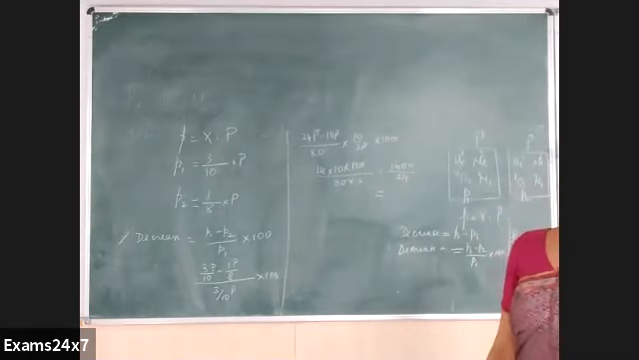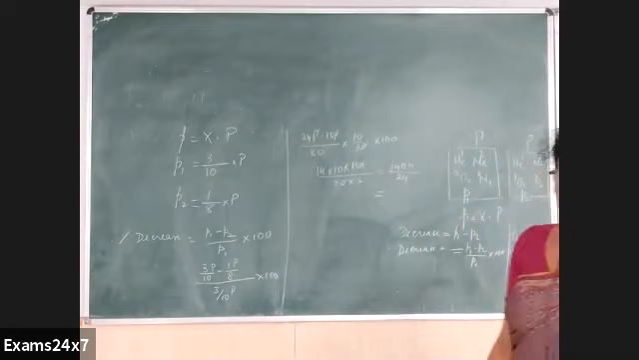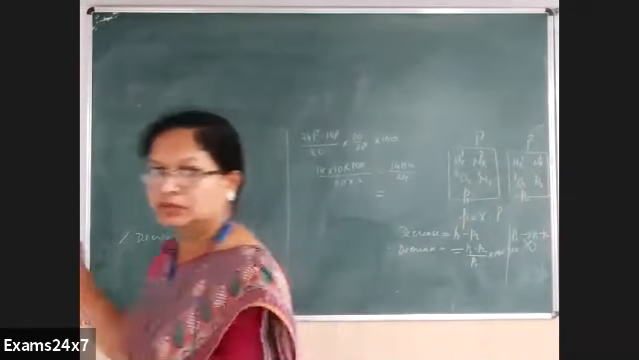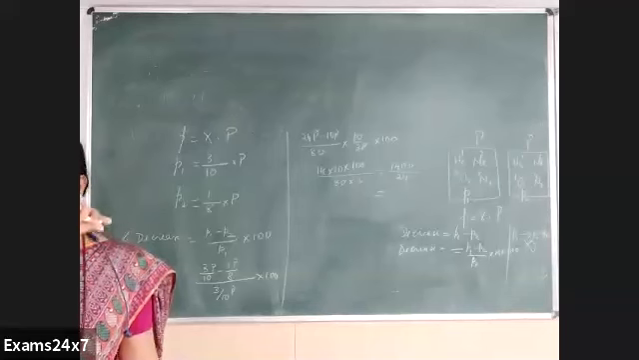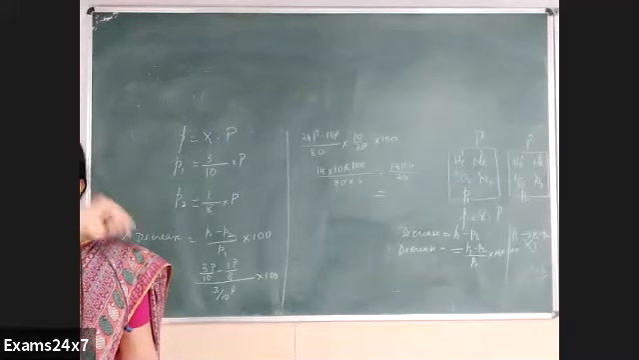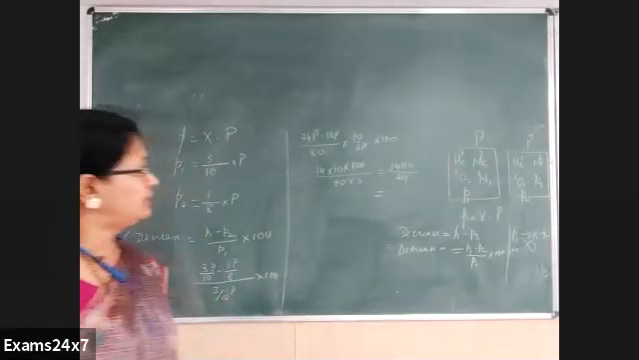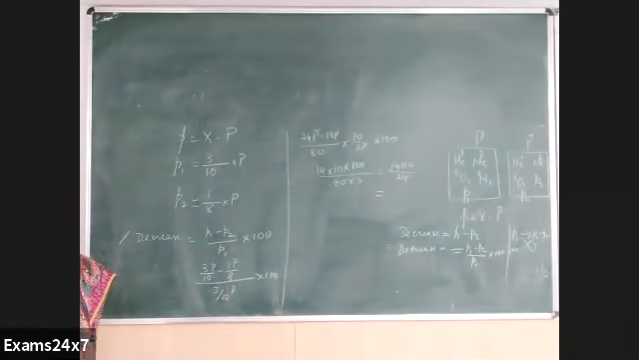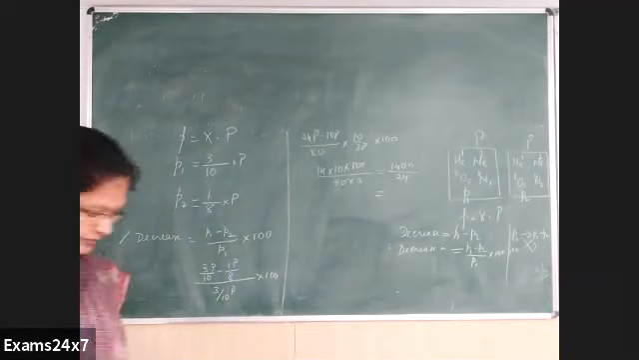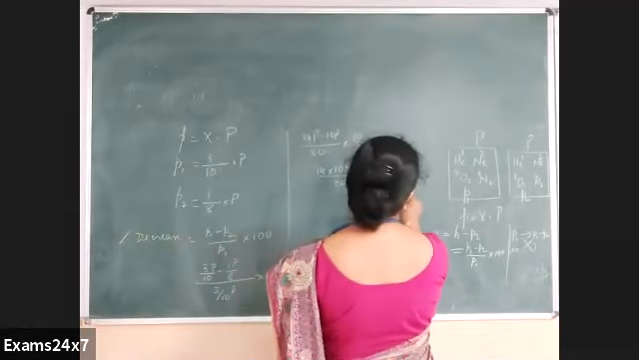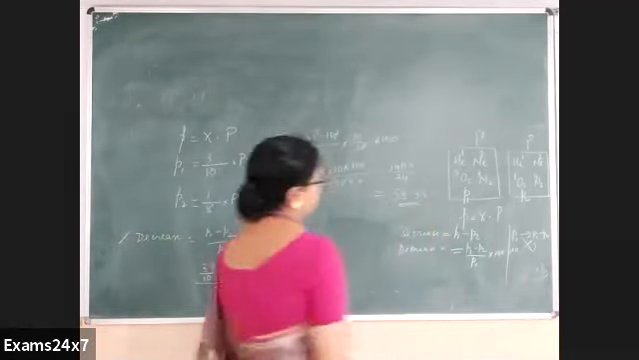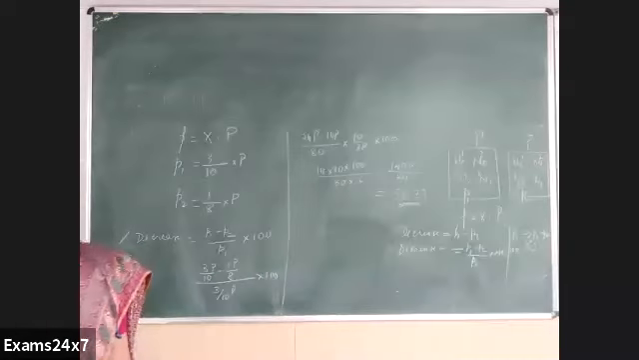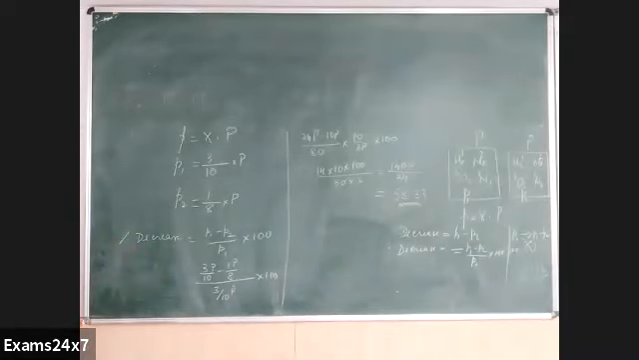That much remains. 14 by 24 gives you the answer 0.58. Multiplied by 100, it comes to around 58, right? The answer you have is C, that is 58.33. Option C. Got it?